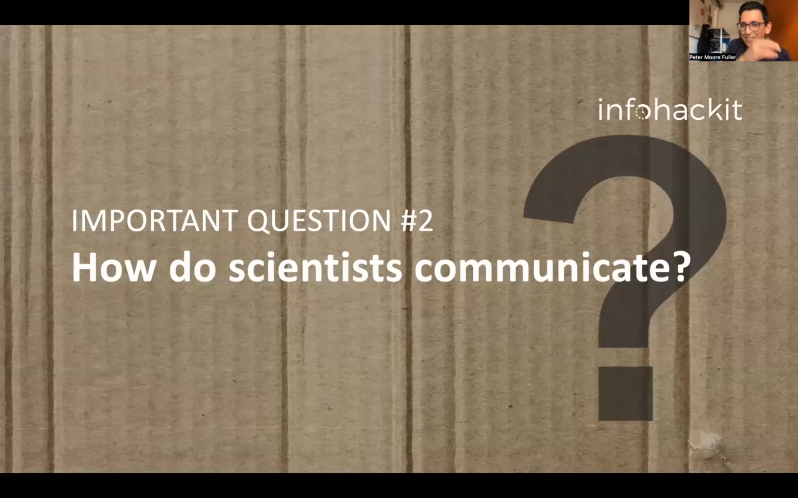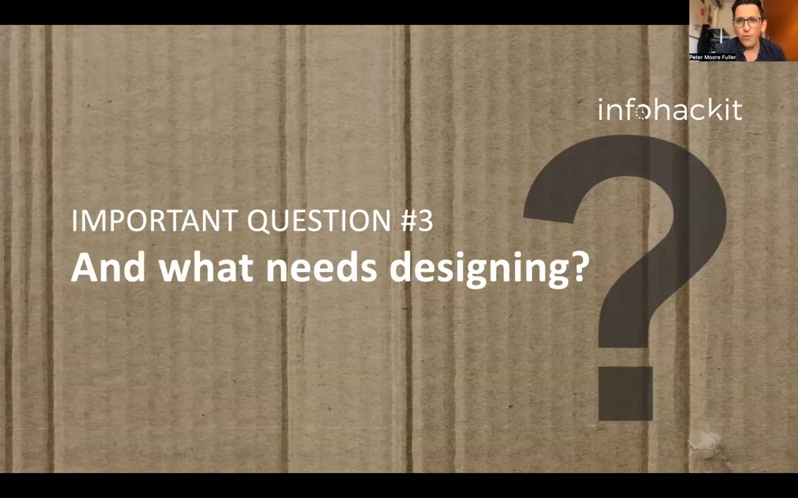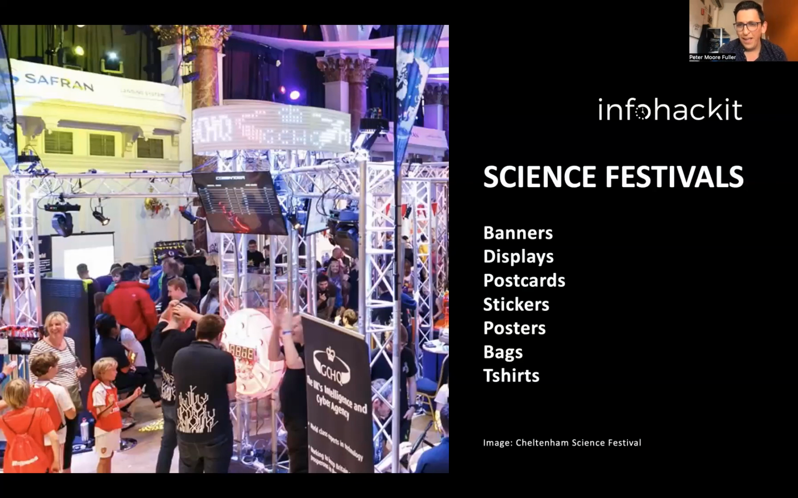So let's ask ourselves, first of all, how do scientists communicate? That's important question number 2. In what ways do they communicate? And at the same time, we're going to cover important question number 3. What actually then needs designing? So let's see whether these kind of sound familiar or not, these different opportunities for communication.